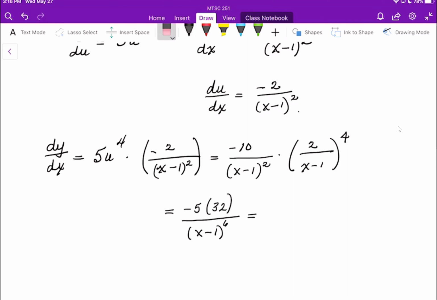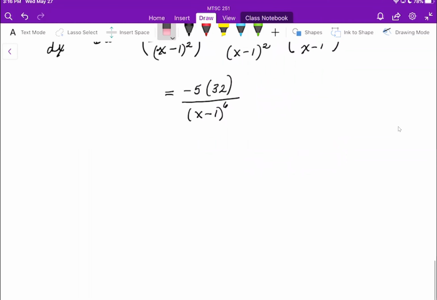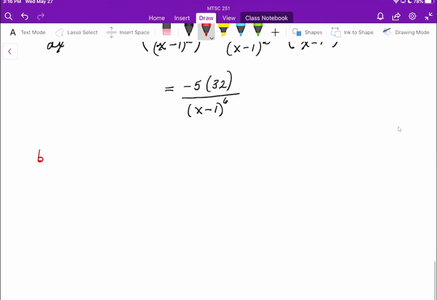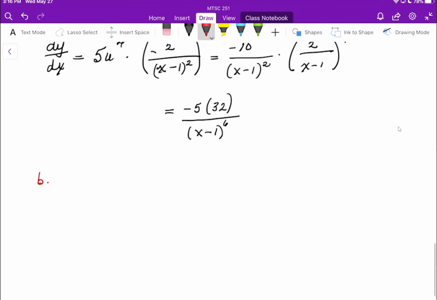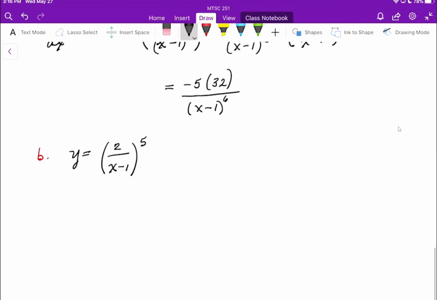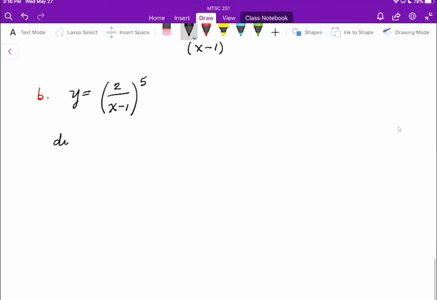We're good. Okay, the other way is to do it the outside-inside way. And that is we have y equal to (2 over x - 1) to the 5th power. So therefore dy/dx: bring down that 5 times that whole thing raised to the 4th power because you're differentiating it.